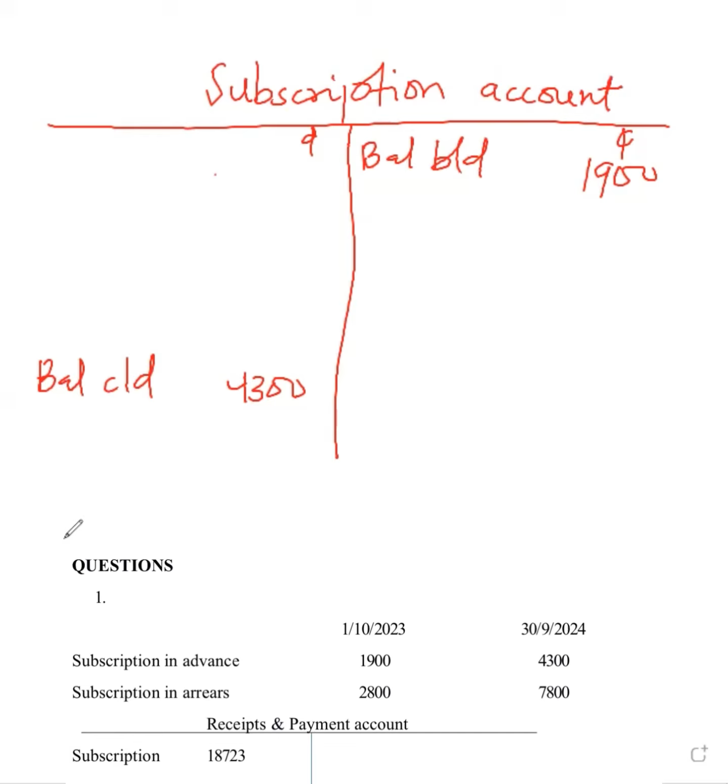And all assets have what? Debit balance. If all assets have a debit balance, then it means the opening balance will be on the debit side, which is 2,800. If the opening balance is on the debit side, then the closing balance will be on the credit side. So balance carried down, which is 7,800.